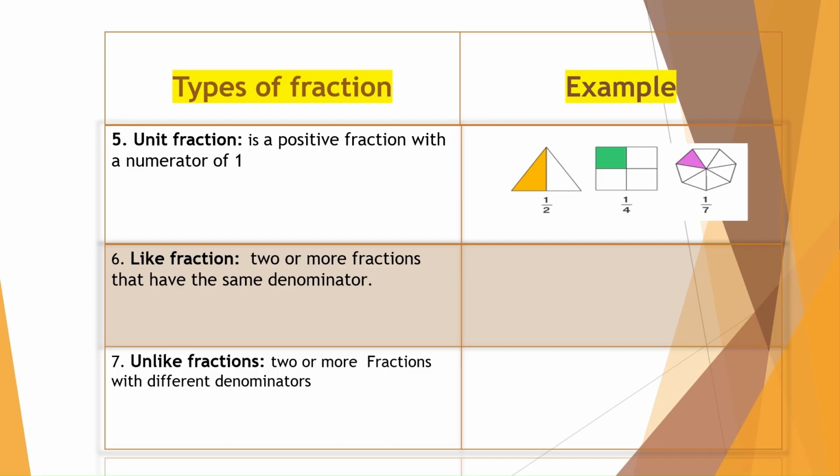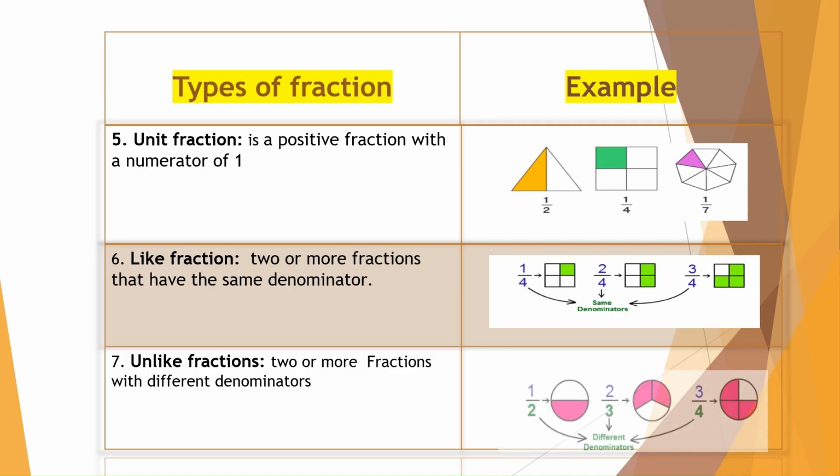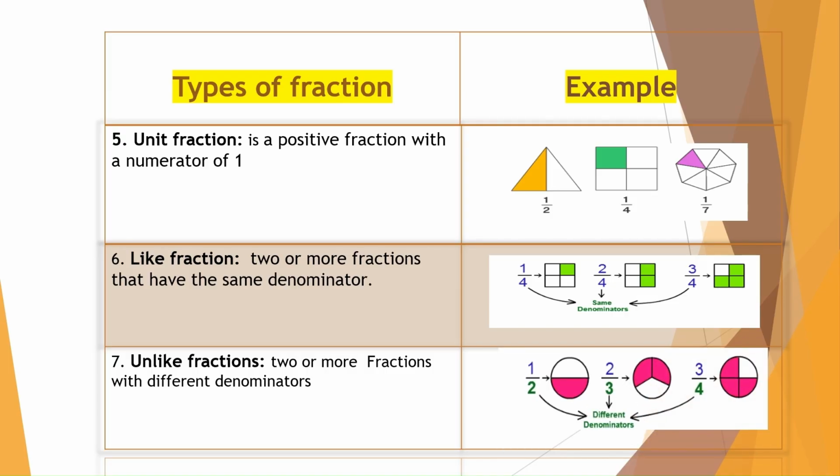Sixth type is like fraction. Like fractions are fractions having same denominator like 1 by 4, 2 by 4 and 3 by 4. Seventh is unlike fraction, means having different denominators like 1 by 2, 2 by 3 and 3 by 4.